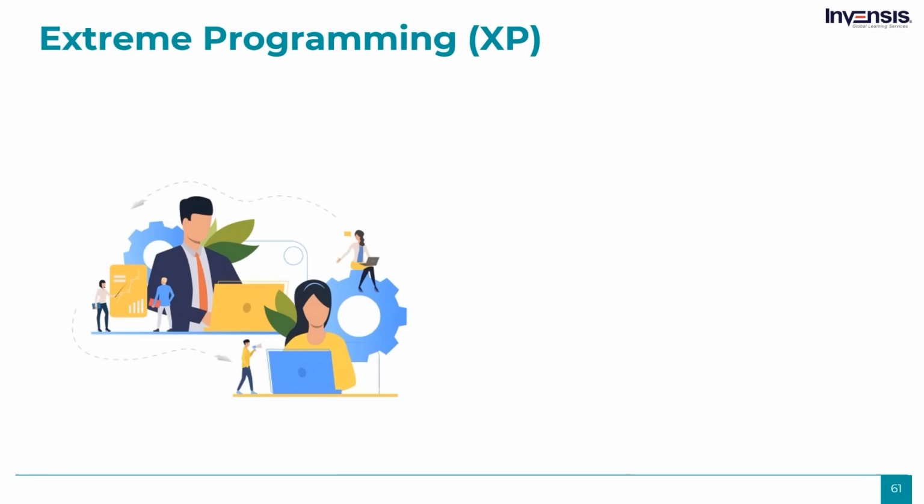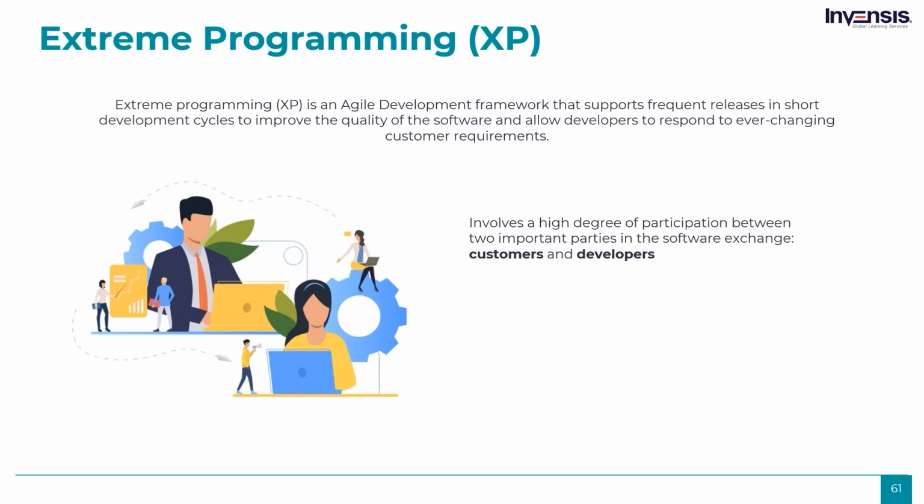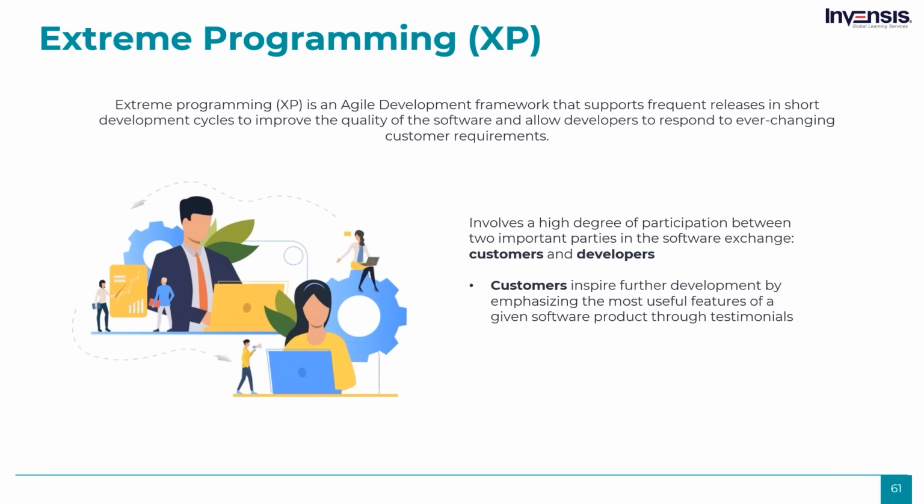Often used with Scrum, XP is an example of how Agile can heighten customer satisfaction. This is a typical Agile development framework, developed by Kent Beck, and can be adapted to development companies of various dimensions. It involves a high degree of participation between two important parties in the software exchange, customers and developers. Customers inspire further development by emphasizing the most useful features of a given software product through testimonials. The developers, in turn, bring up software upgrades on this feedback while continuing to test new innovations every few weeks.